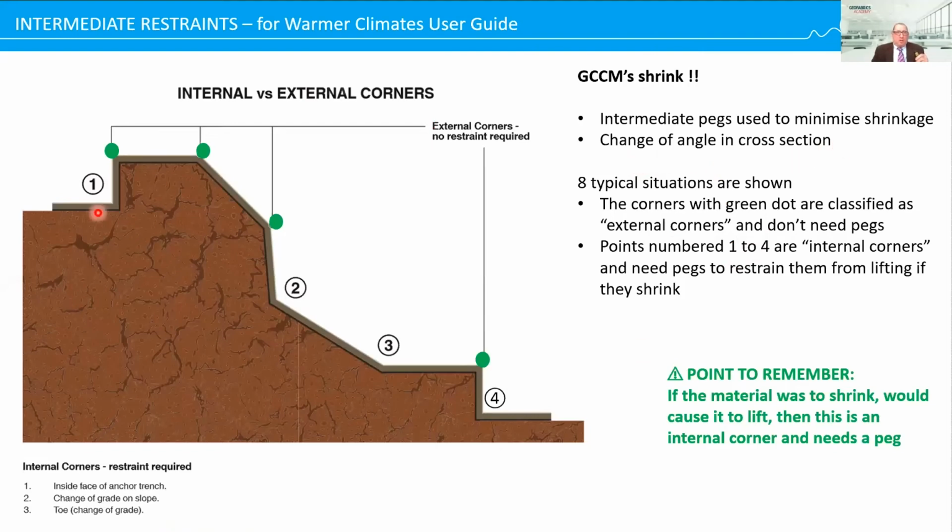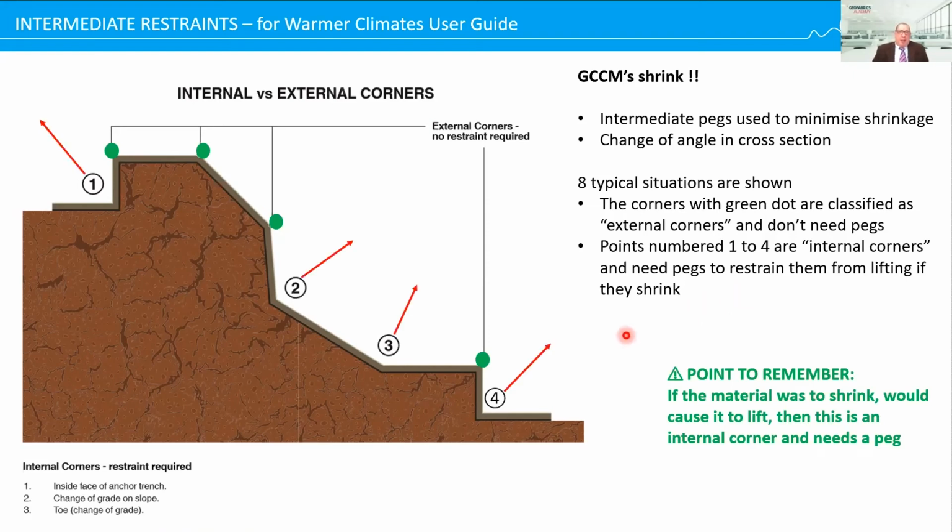So I've just got highlighted here on this schematic, 8 typical situations are shown. The corners with green dot are classified as external corners. So these are external corners, and they don't need intermediate restraints or pegs. Points numbered 1, 2, 3, 4 are internal corners, and they need pegs to restrain them from lifting if they shrink. So the important point to remember here is, if the material was to shrink, would it cause it to lift? Then this is an internal corner and needs a peg.